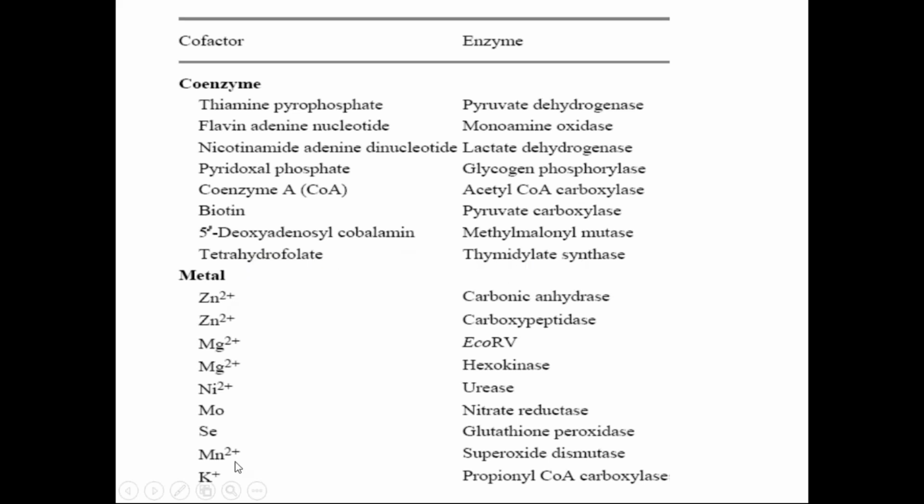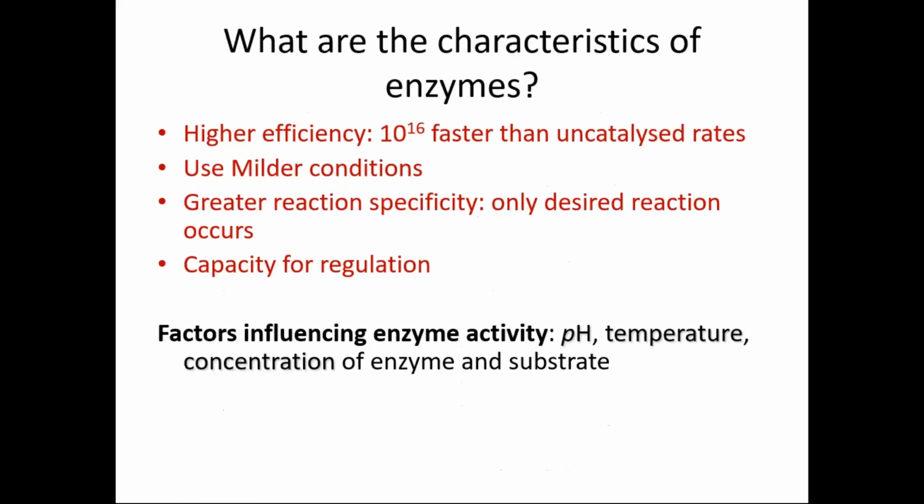Several metals serve as cofactors. Important to remember are zinc in carbonic anhydrase, zinc again in carboxypeptidase, magnesium in hexokinase, nickel in urease, okay, and you have manganese in superoxide dismutase. So several metals serve as cofactors, or they serve as prosthetic groups in the enzymes.